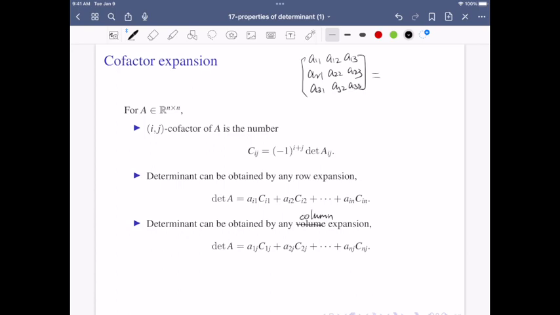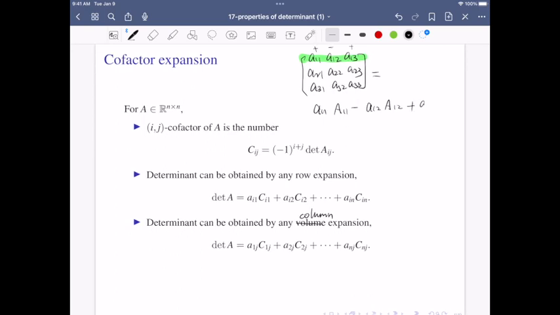then by definition, you are going to screen the first row and mark the signs positive, negative, positive, and then expand along this row: A11 and the minor of A11, and because of the negative sign, negative A12, minor of A12, and then A13, minor of A13. So this is the definition.